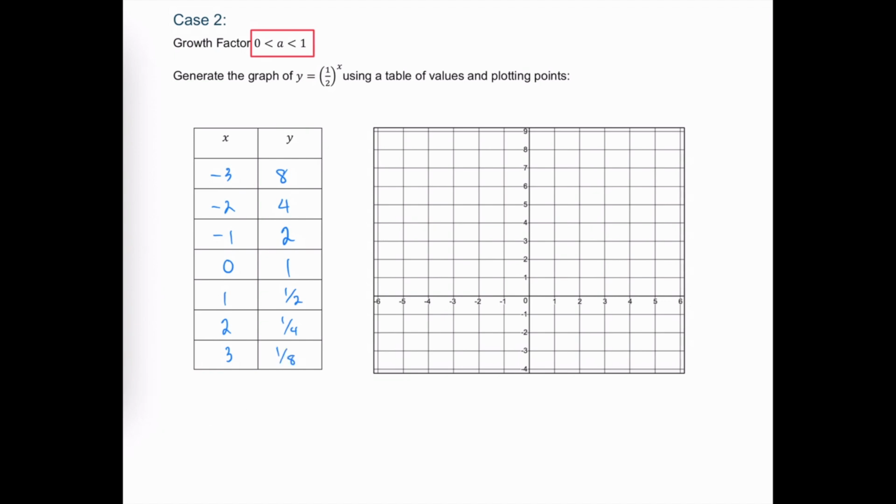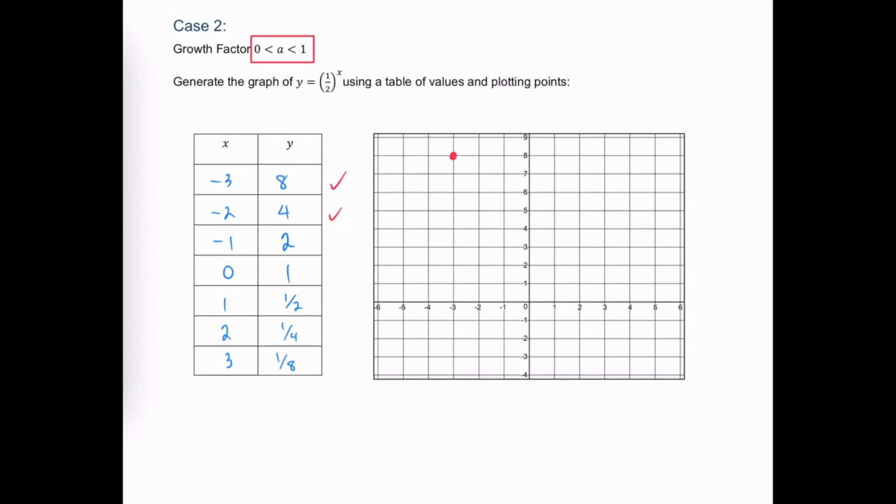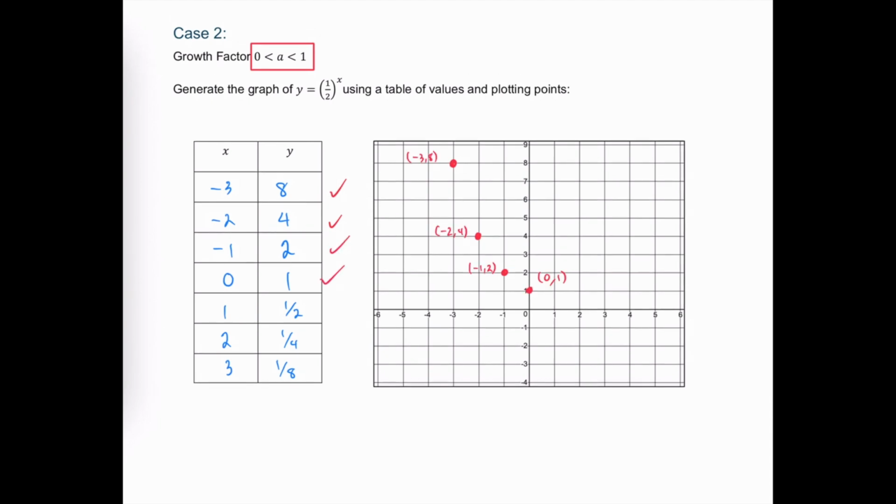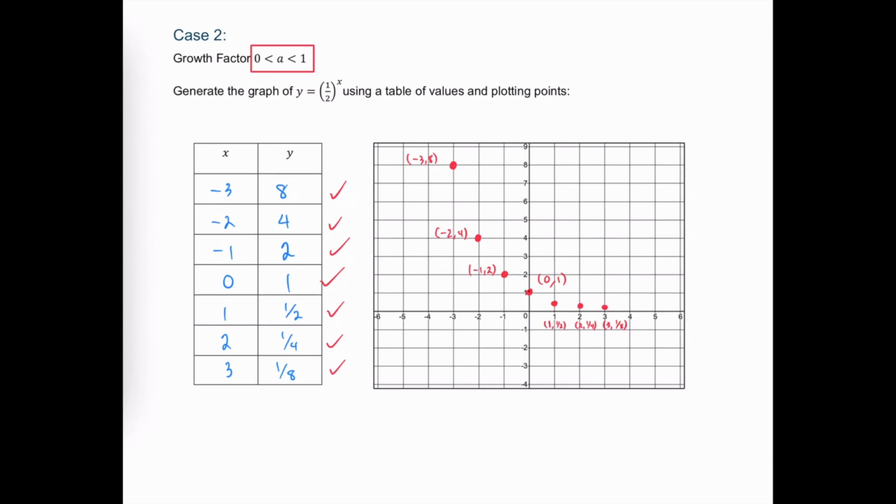So now let's plot these ordered pairs on our graph. We have -3, 8; -2, 4; -1, 2; 0, 1; 1, 1/2; 2, 1/4; and 3, 1/8. Notice again we're getting infinitely close to the x-axis, but we won't actually reach it. And this time we have a decreasing exponential function that is again approaching the line y is equal to 0, the x-axis, as a horizontal asymptote.